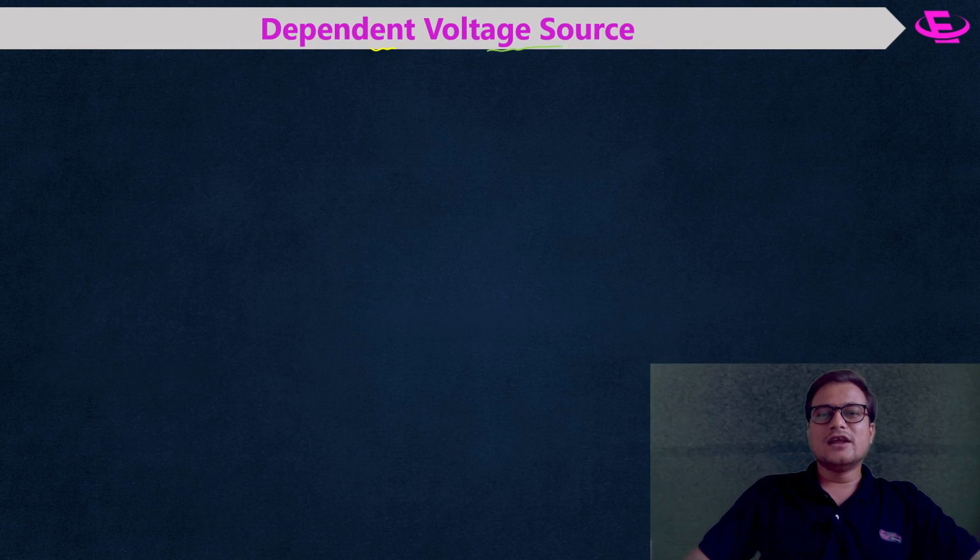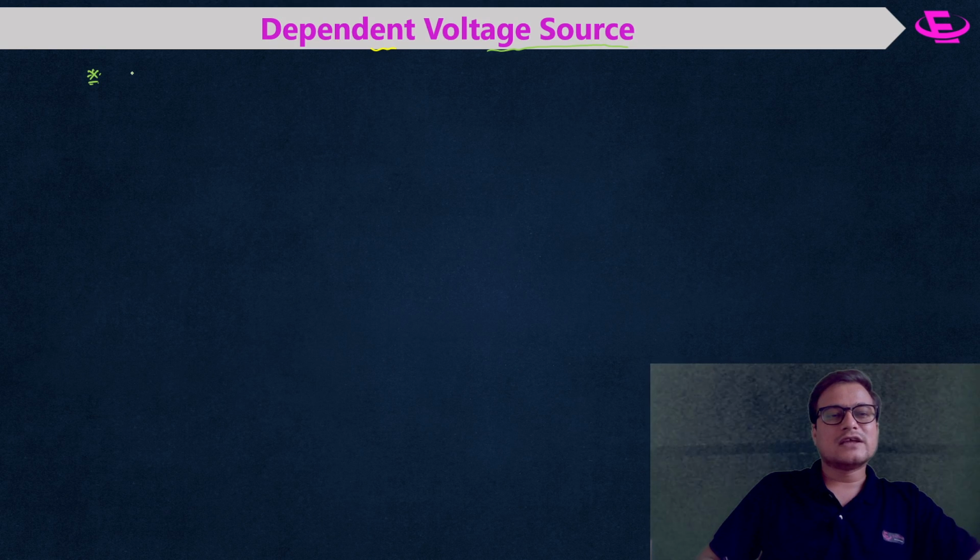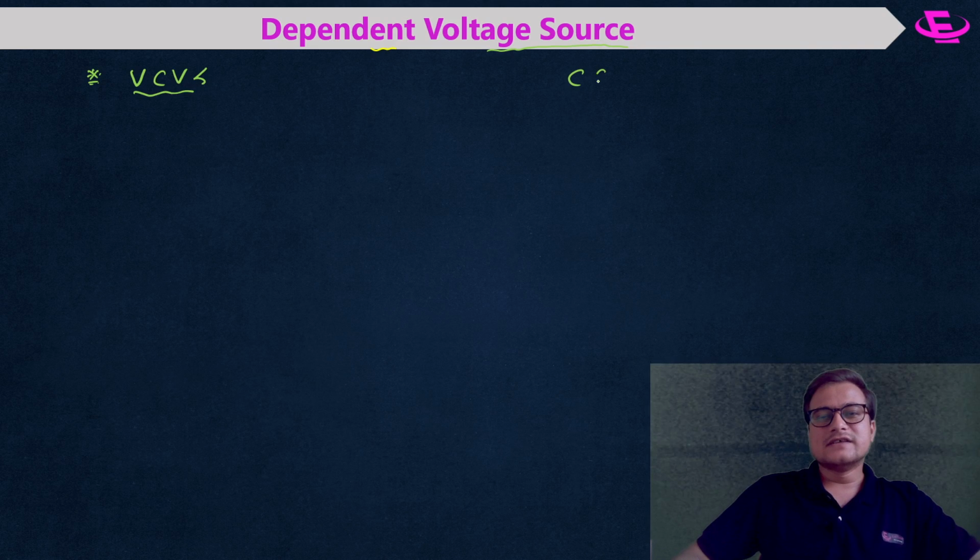Next one is dependent voltage source. So what is dependent voltage source? I already told you there are two types of dependent voltage source. One is VCVS, that means voltage controlled voltage source. Another one is CCVS or ICVS, that means current controlled voltage source.